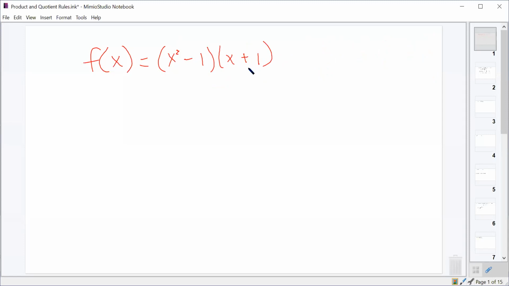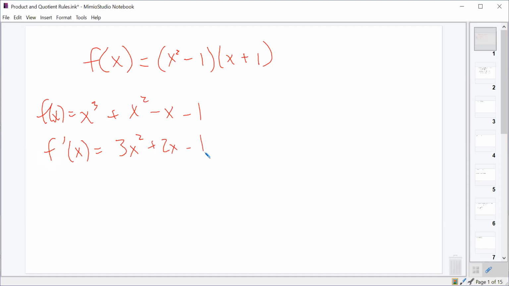This is not so bad to distribute together, right? If I distribute this together, I get x cubed, and then plus x squared, and then minus x and minus 1. Would you all agree with that? If I distribute that through? Yeah. Okay. And then if you were to take the derivative of that using the power rule, you should get 3x squared plus 2x minus 1. Everybody agree there?